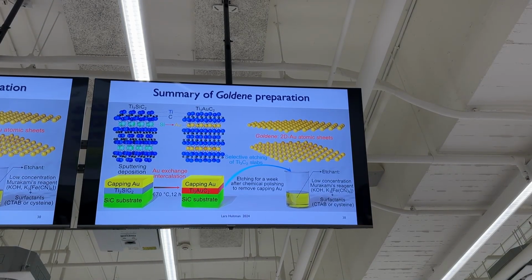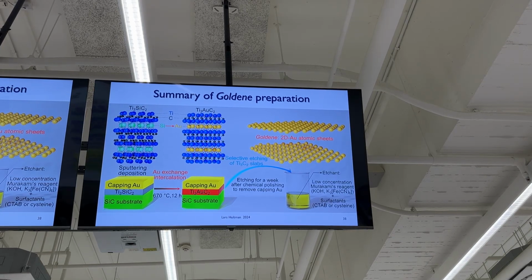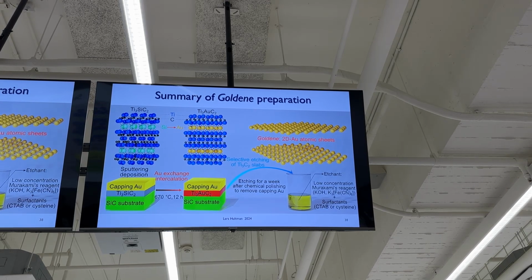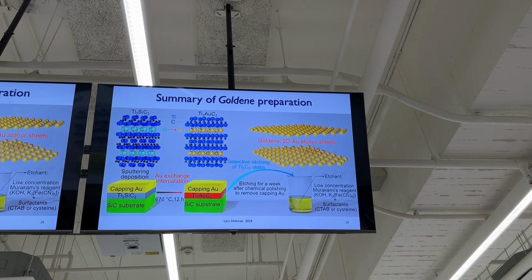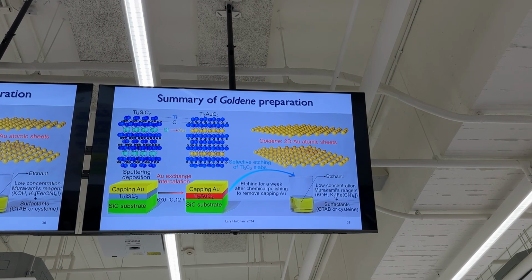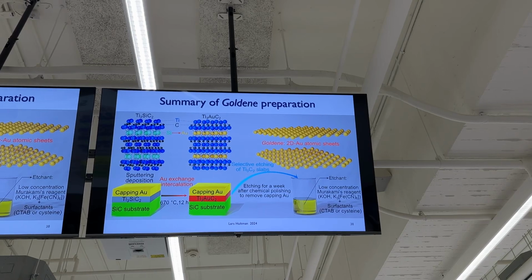So I will end here with a summary of the goldene preparation. You need to have a template. You cap that with gold, you anneal, you have the exchange intercalation, you etch for quite some extensive time in a diluted concentration of Murakami reagent, and you add surfactants, and you can create the goldene 2D atomic gold sheets.